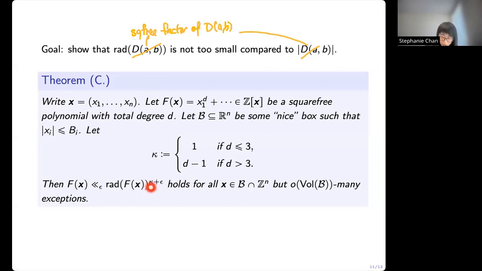So this kappa here is optimal when the degree of the polynomial is at most 3. When the degree is larger, this kappa is a bit worse than expected, because we expect this exponent to be close to 1 as long as the polynomial is square free. But we're not able to achieve that when the degree is a bit larger.